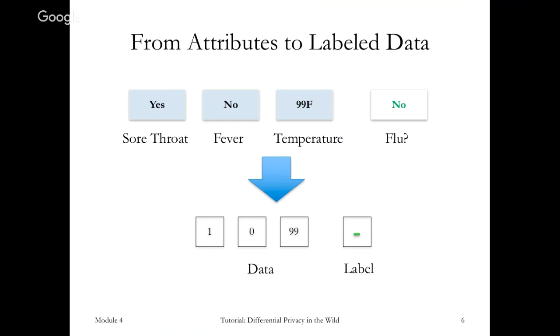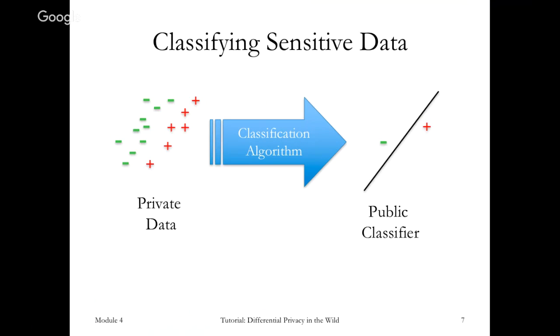The attribute data can be mapped to a label, where the attributes consist of the features of the patients, such as whether they have a fever and what the temperature is, and correspondingly they have their label, which indicates whether this person has the flu or not. And based on this private data, we would like to build a public classifier to classify whether a person with certain features belongs to the positive label or the negative label.